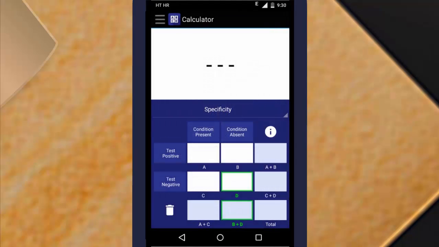Now let's try a basic example. Say there are 190 patients without the condition who tested negative for it, and there are 200 patients in total without the condition. All we have to do is divide 190 by 200 to get the specificity, which is 95%.